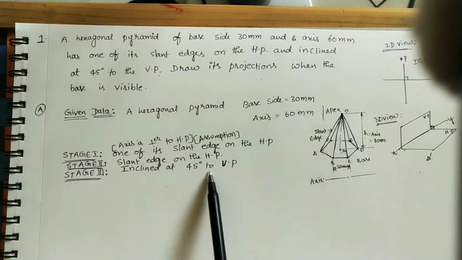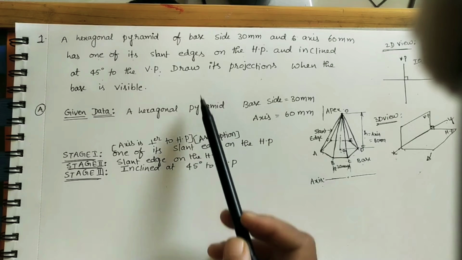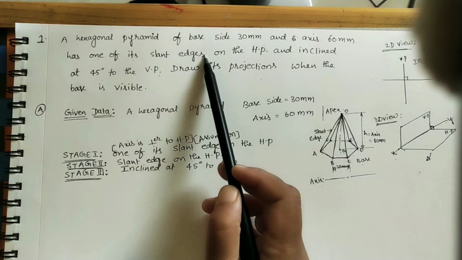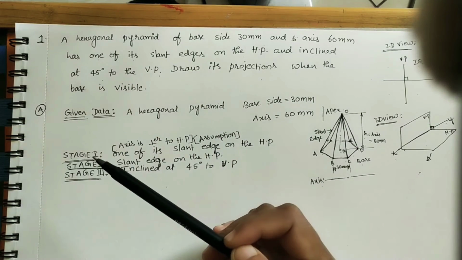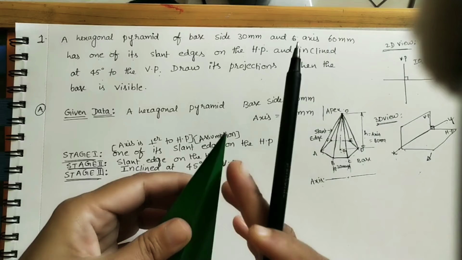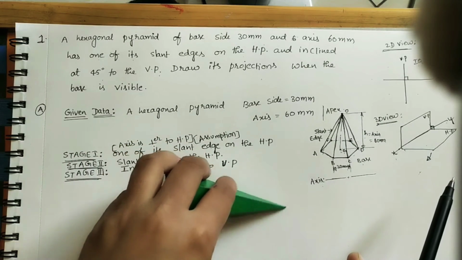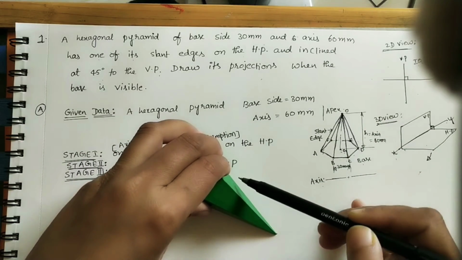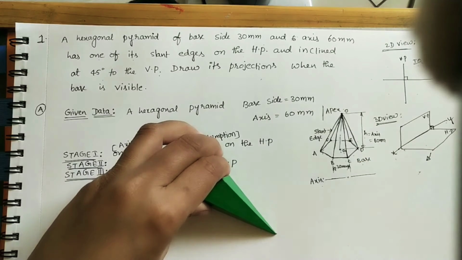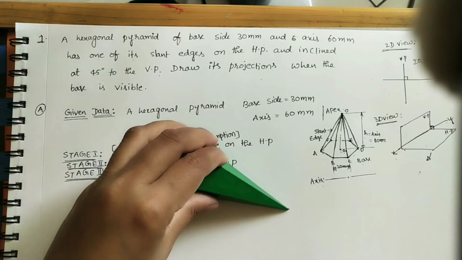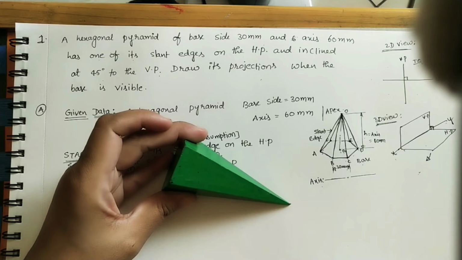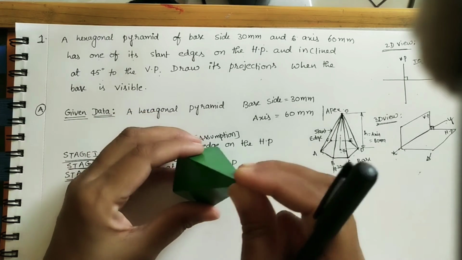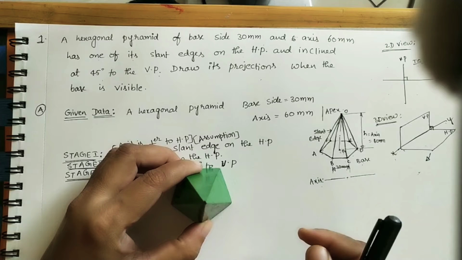Whatever slant edge is there, that slant edge is inclined at 45 degrees to VP. So here the slant edge is on the HP like this, again it is tilting like this with the vertical plane at 45 degrees. If it is in this way, we can't do the front view and top view. What we are assuming is that it is like this initially.